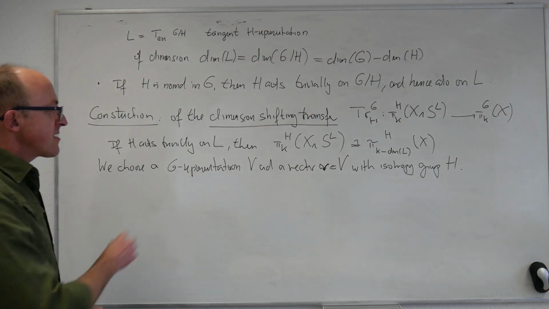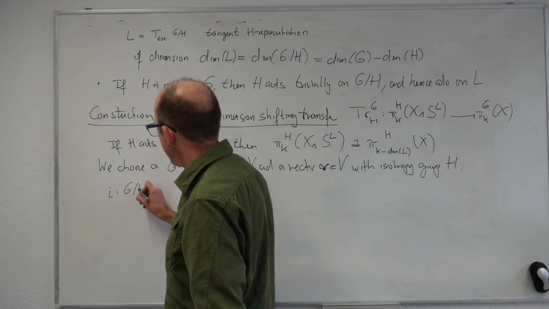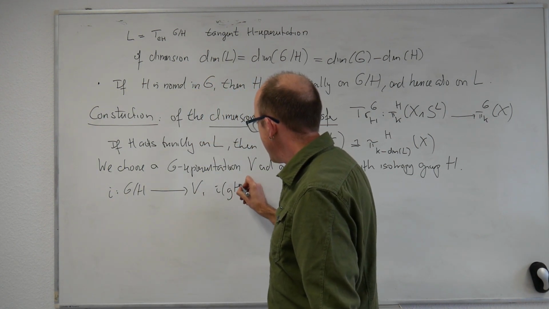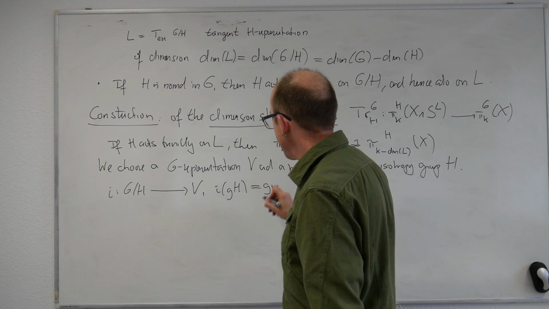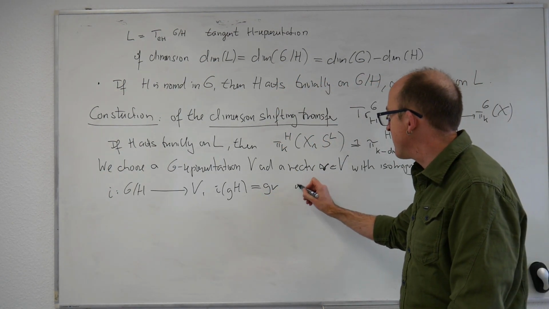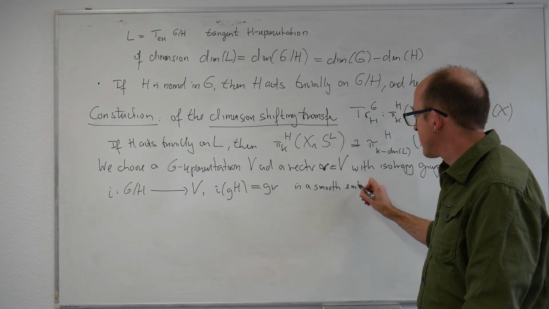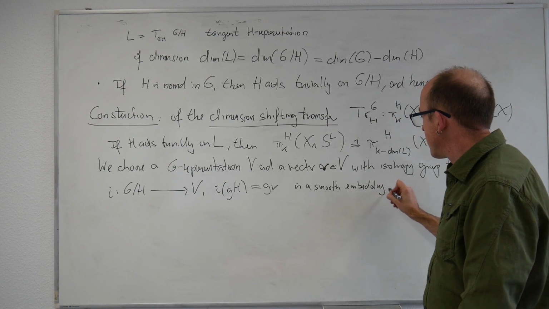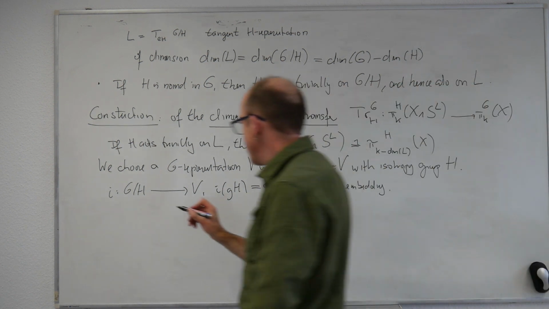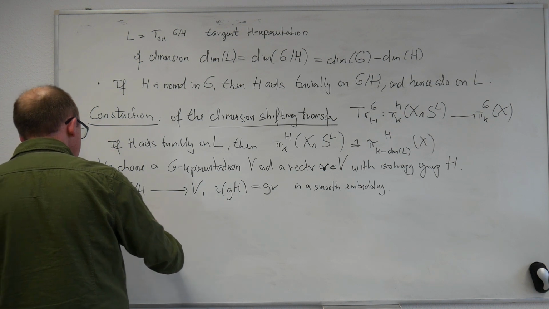So, because the isotropy group is exactly H, we can look at this map from G mod H to V that sends a coset gH to g times v, and because the stabilizer of the vector v is exactly H, this is an embedding. It's a smooth embedding, it's injective. So in particular, we can take the differential of this smooth embedding at the preferred coset eH.